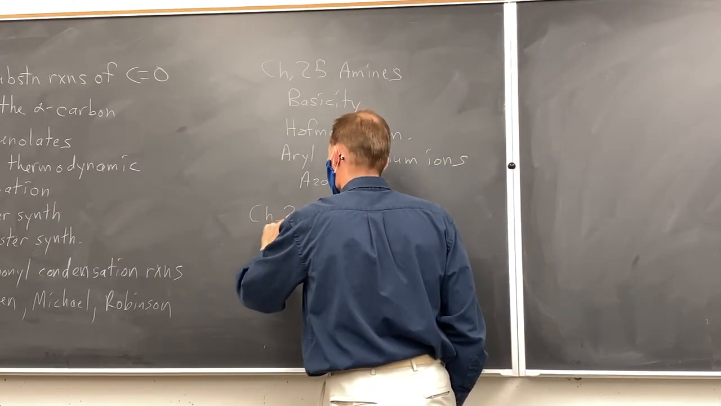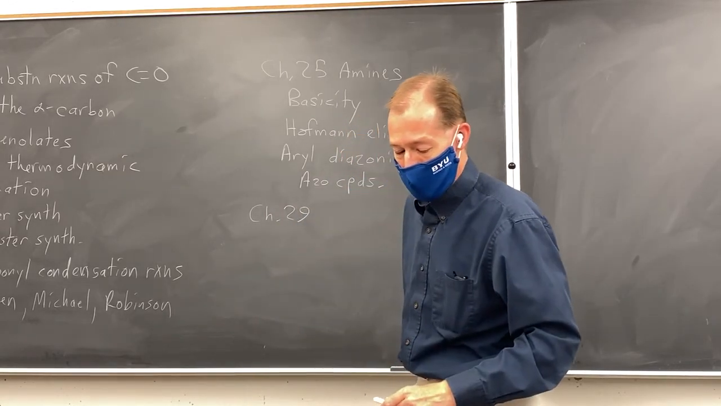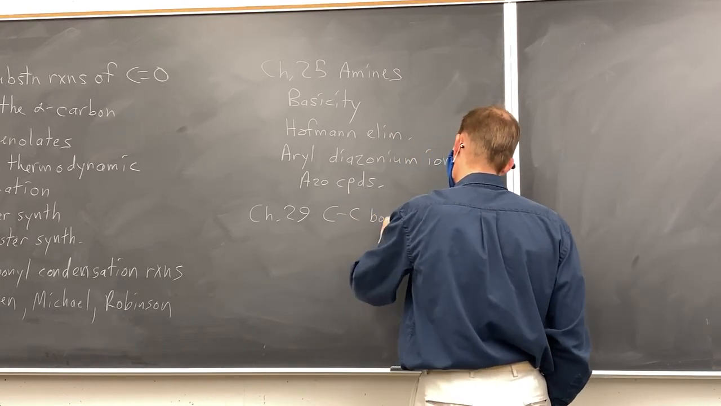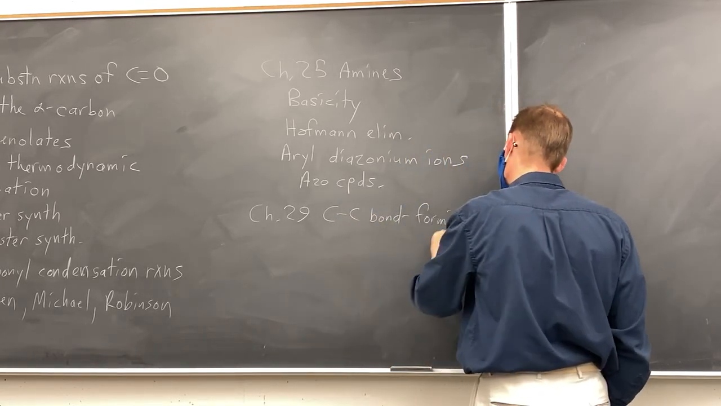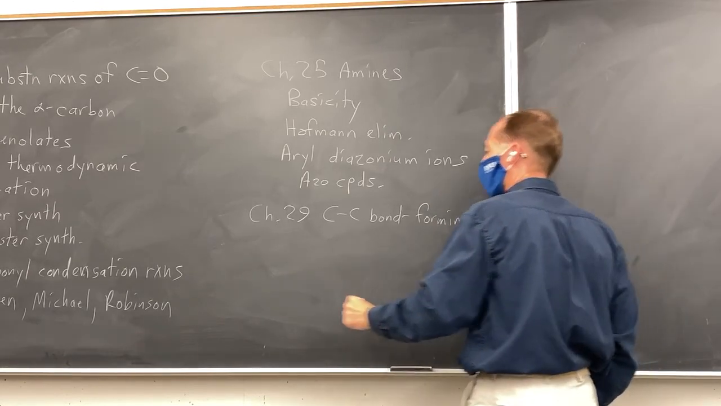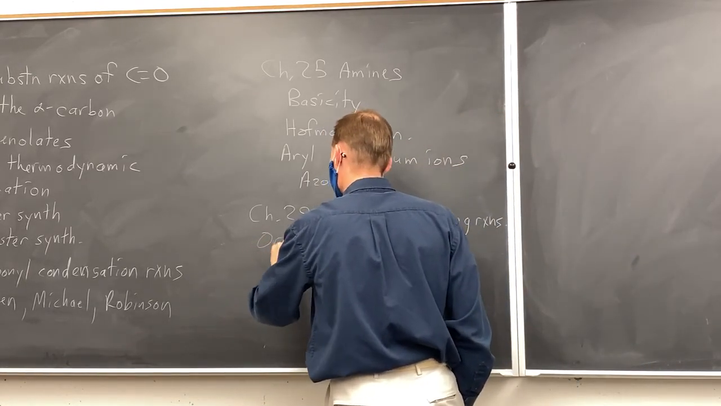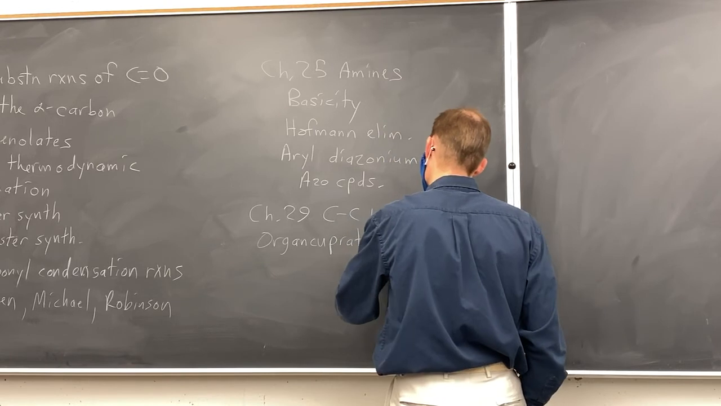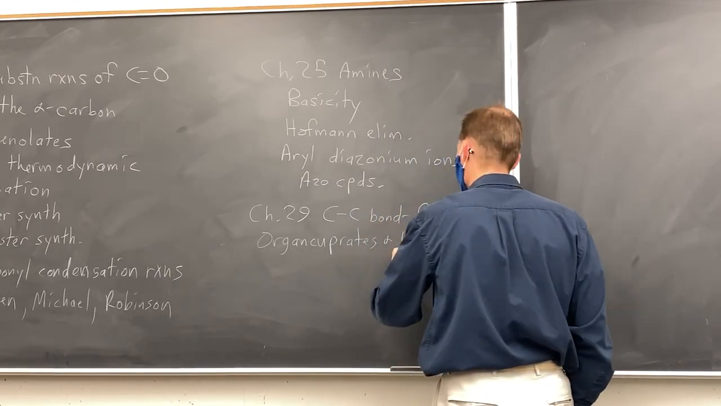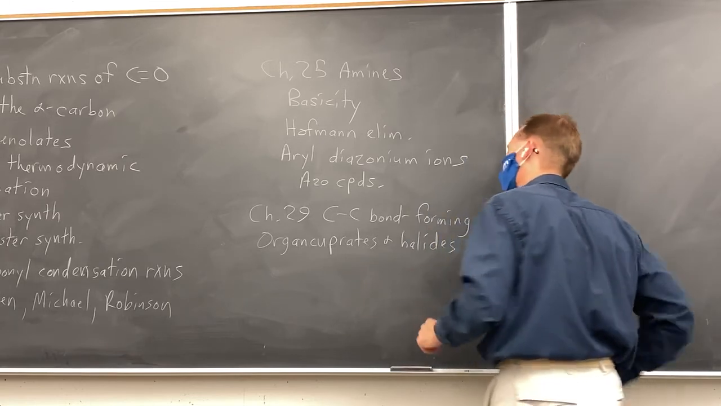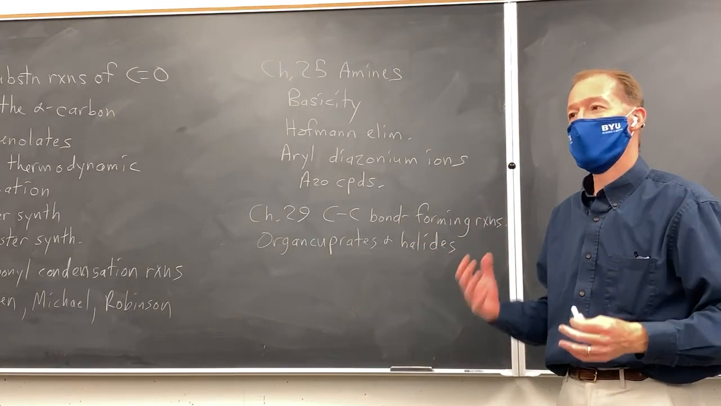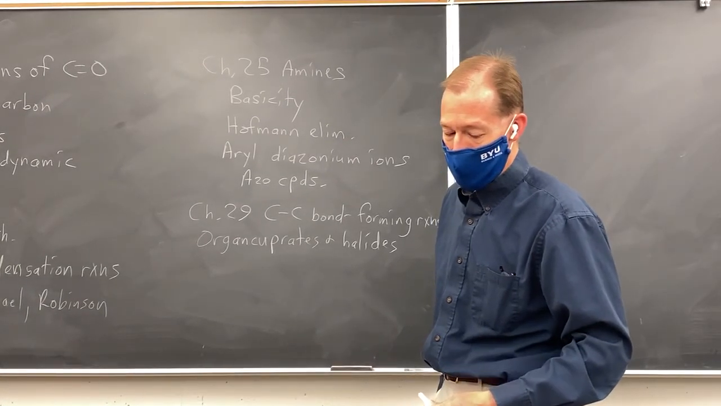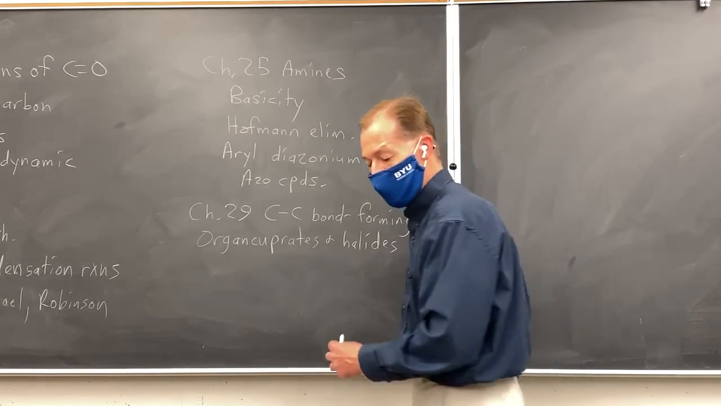Then we went a little bit out of order. We went to chapter 29. Chapter 29 was carbon-carbon bond forming reactions. We started out with the organocuprates, the coupling of organocuprates and halides. Those can be alkyl, vinyl, or aryl halides, but the coupling of organocuprates with different types of halides to form carbon-carbon bonds. Then we went into some palladium chemistry.